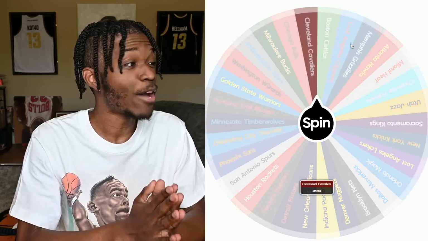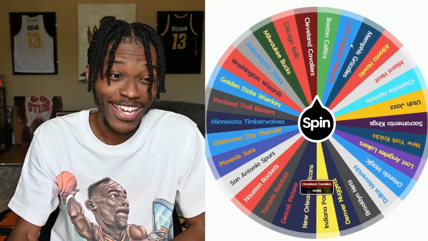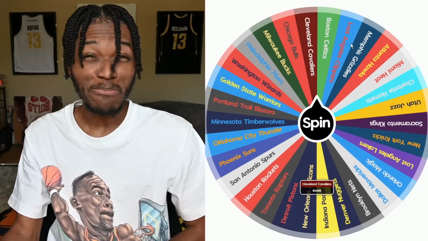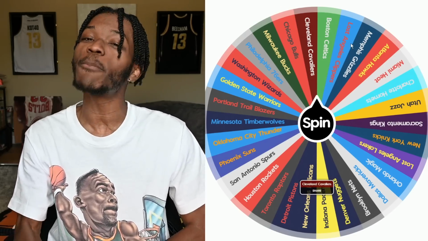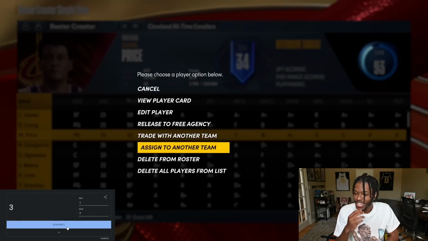Today, somebody that was an all-time legend for the Cavaliers is going to the 76ers. And you know, that could be Bron. It could be Kyrie. It could be a couple different players. They are getting the third player. In this case, it is Mark Price.